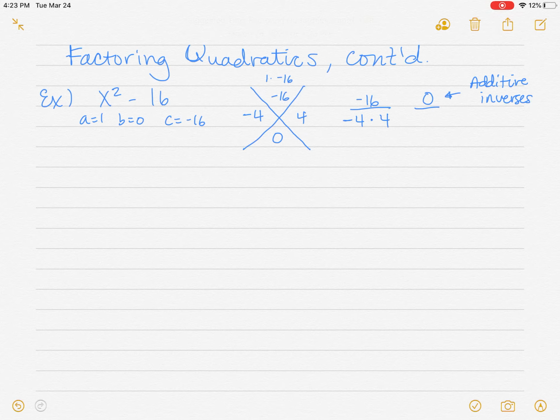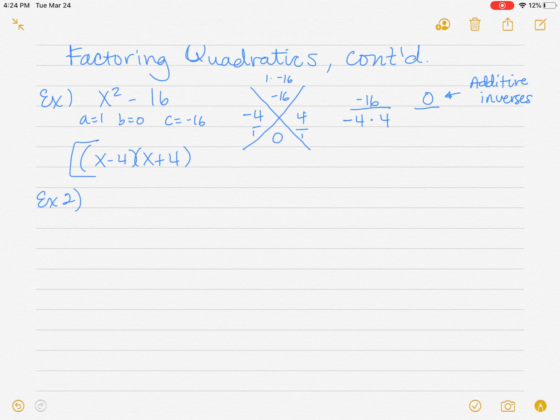Remember, we divide by a. Well, the a value is 1, so if I divide by 1, that's kind of silly. It doesn't really change anything. And so I get x minus 4, x plus 4. Well, that's kind of cool. Let's look at another one.